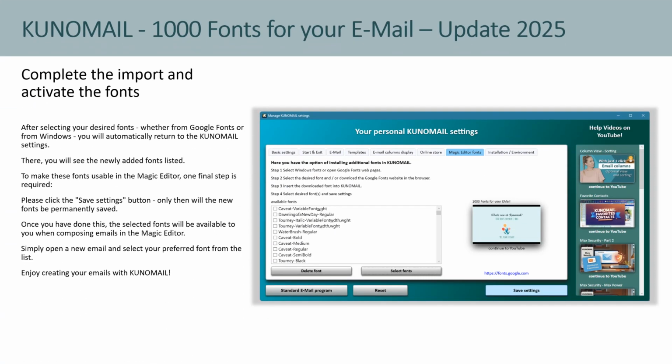After selecting your desired fonts, whether from Google Fonts or from Windows, you will automatically return to the KUNOMAIL settings. There, you will see the newly added fonts listed. To make these fonts usable in the Magic Editor, one final step is required. Please click the Save Settings button. Only then will the new fonts be permanently saved. Once you have done this, the selected fonts will be available to you when composing emails in the Magic Editor.